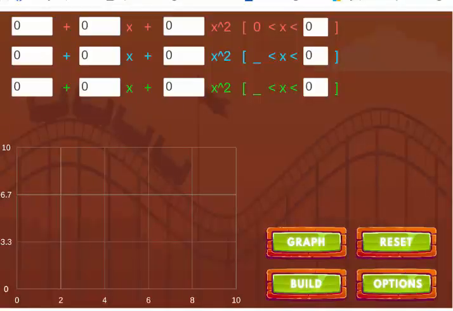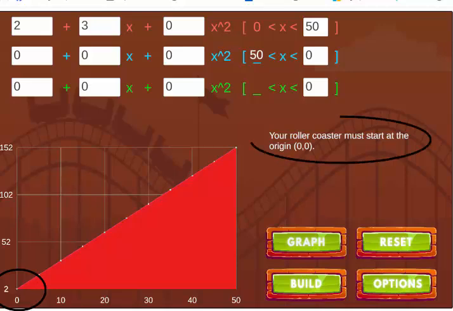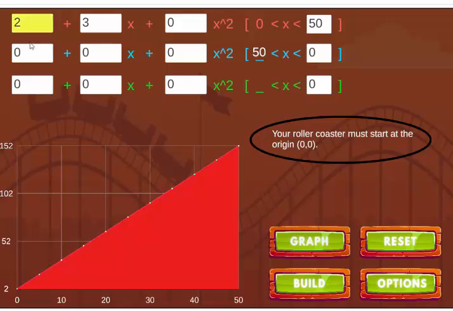So let's try entering our first equation. For example, y equals 2 plus 3x. By keeping the coefficient of x squared to be 0, we have a straight line that begins at x equals 0, y equals 2. In order to start at the origin, we must have y equals 0 when x equals 0.